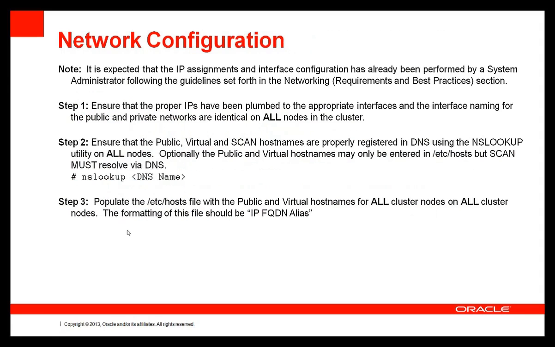Let's validate the network. For this installation video, we do expect that the IP assignments and interface configuration has already been performed by the sysadmin, following the guidelines that we just spoke about. The first thing that we need to do for the network configuration is ensure that the proper IPs have been plumbed to all the appropriate interfaces, and the interface naming for the public and private is consistent across all nodes in the cluster. We'll do that with the ifconfig command.